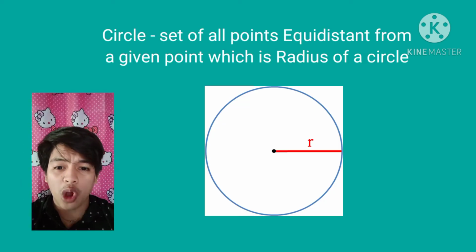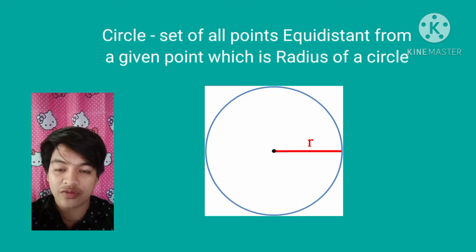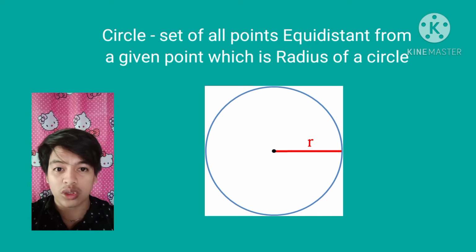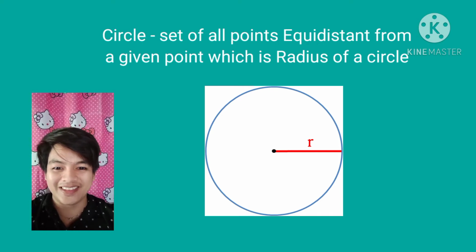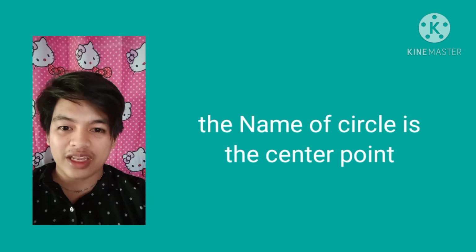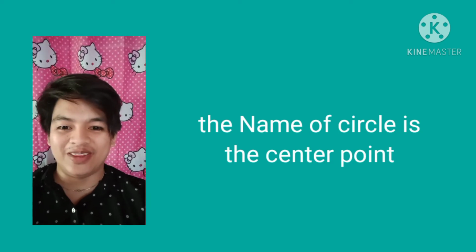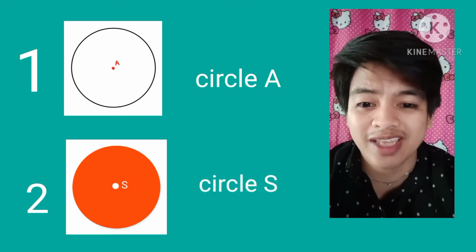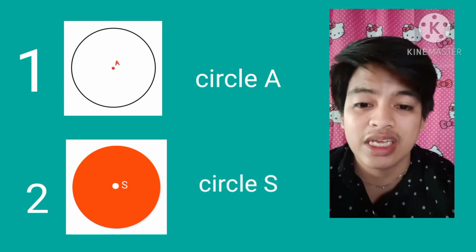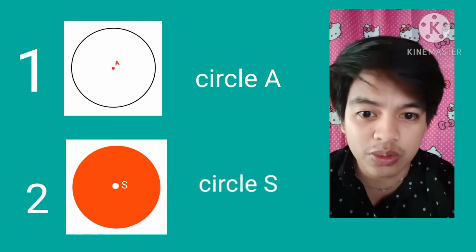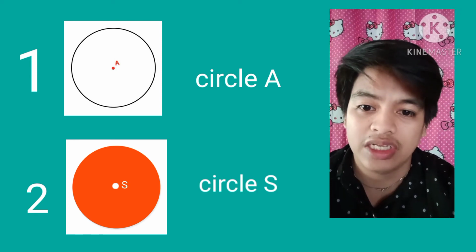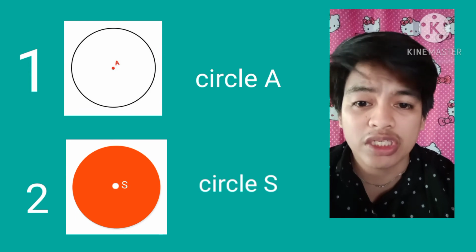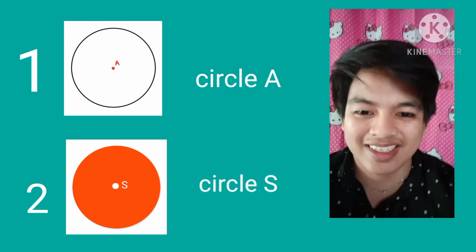Let's have first the definition of a circle. Circle: set of all points equidistant from a given point. We can identify the name of the circle by its center. For number 1, the center of the circle is A, so the name of the circle is circle A. For number 2, the center of the circle is letter S, so the name of the circle is circle S.